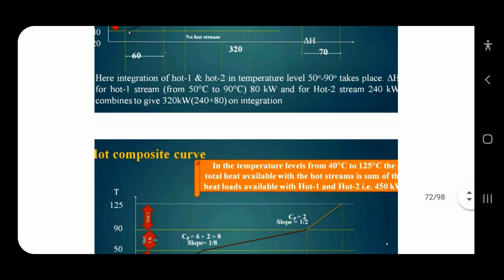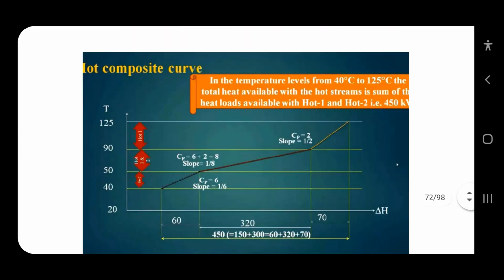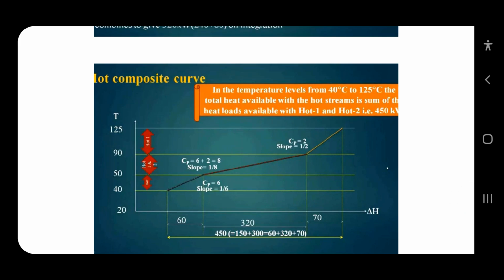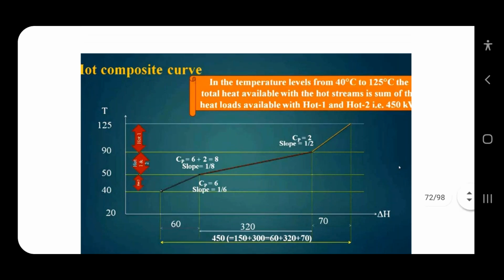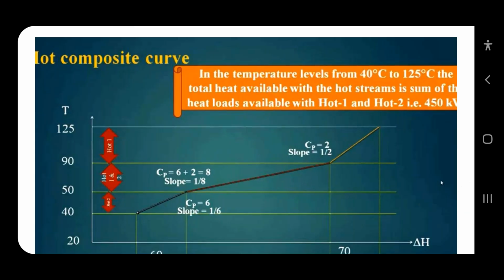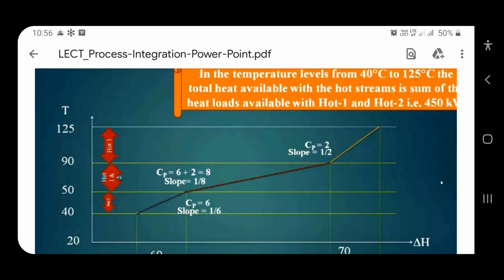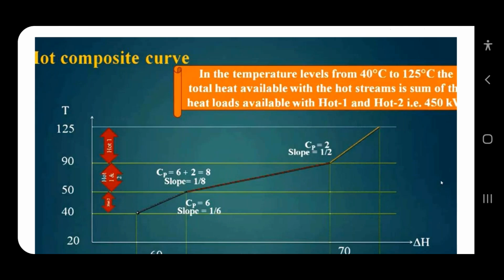And this is the hot composite curve, and there is a slope section according to their stream. So here the slope is 1 by 6 for hot stream 1. Here it is a combination of both streams, so that's why the CP value is 6 plus 2, which is 8. Slope is 1 by 8, and here the total delta H is 320. Again at the last section there is a CP of only 2, because the hot stream CP is only 2, nothing from hot stream 1, so that's why the slope is 1 by 2.